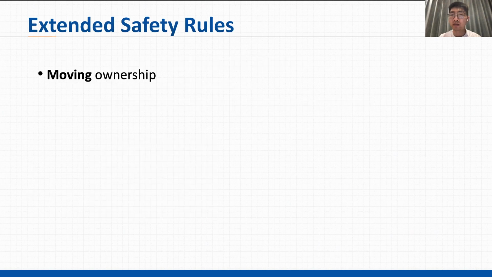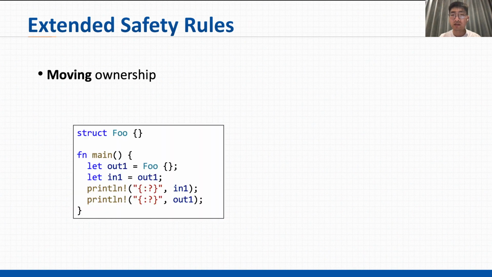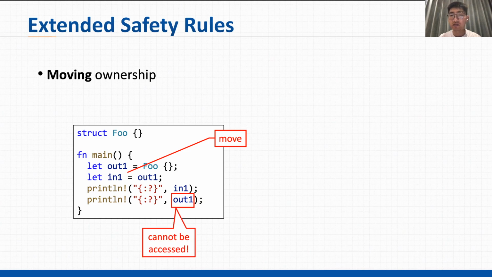To improve the flexibility of coding in Rust, Rust extends its basic rule to have multiple extended rules. First, Rust allows the value's ownership to be moved to a different owner. However, it does not allow any access to the previous owner after the move. For example, in this line, the value in variable out1 is moved to in1. After that, we cannot use out1 again.